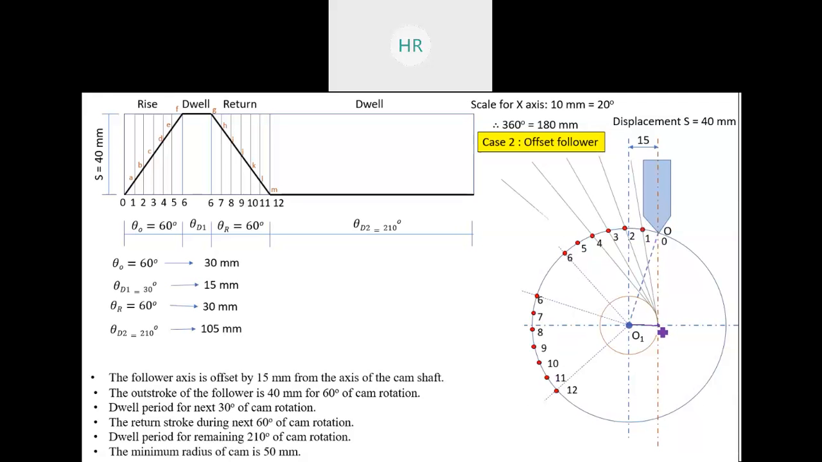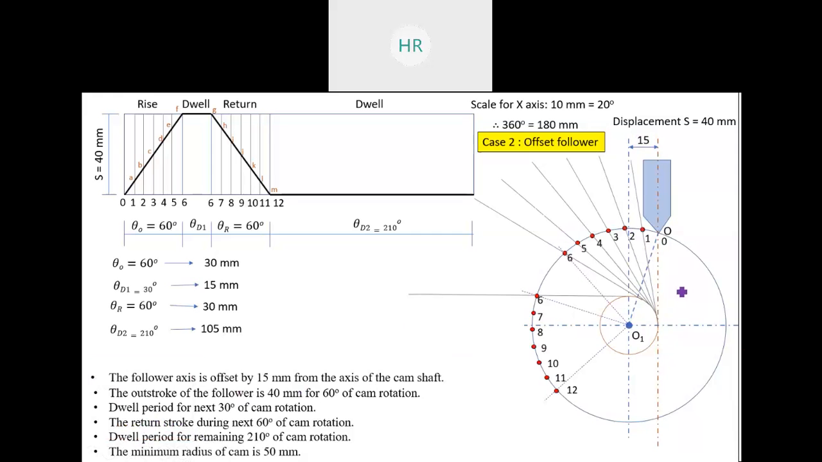3, 4, 5 and 6. You observe these all lines are tangent to this circle. Why? Because our follower is offset, and this offset center line is passing such that it is tangent to this circle. Okay. वो टेंजेंट है इसीलिए हमने सारी लाइन है वो भी टेंजेंट लाइन ड्रॉ की है.